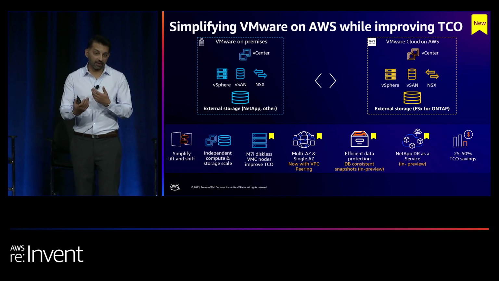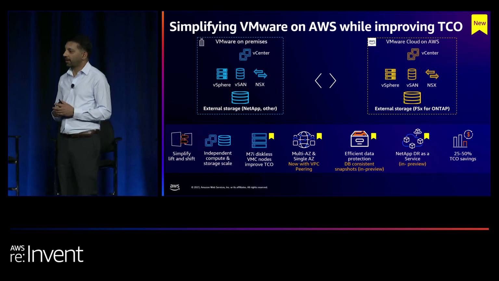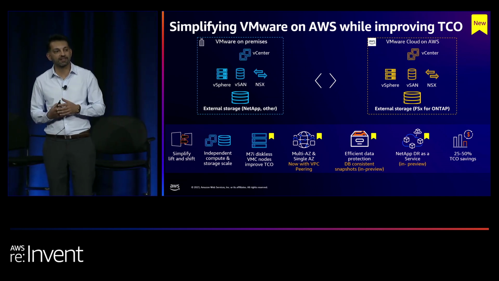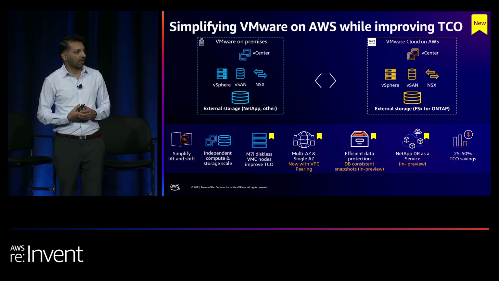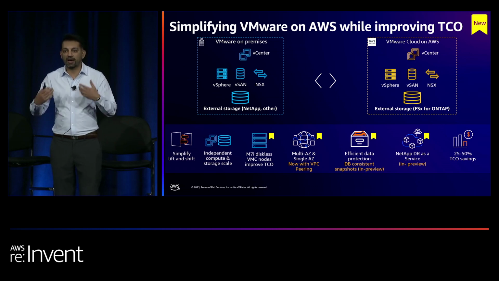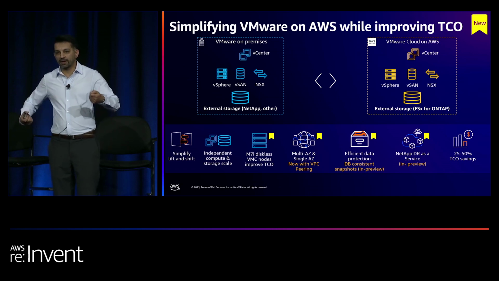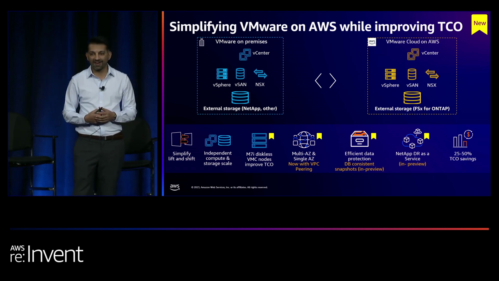Because now you can scale your compute and storage independently. This has not been possible in the past, where VMC architecture was just based on internal storage using vSAN. And if you have large storage requirements, but do not have large compute or memory requirements, you needed to add a lot more hosts. That added the cost.